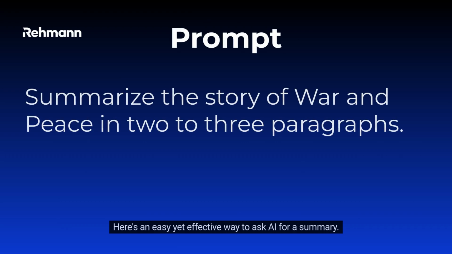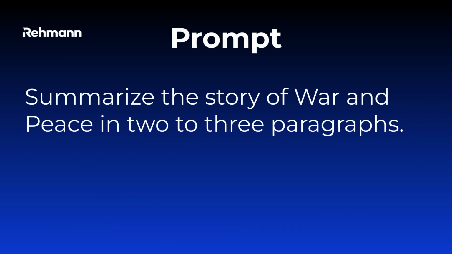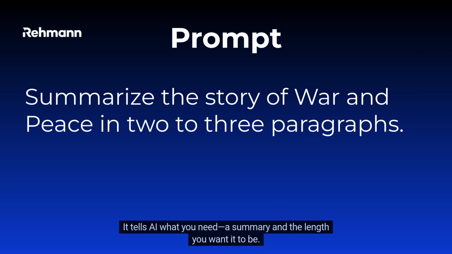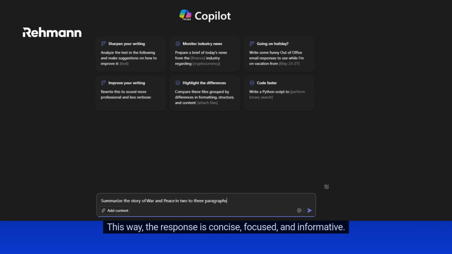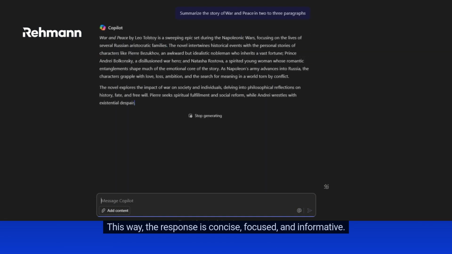Here's an easy yet effective way to ask AI for a summary. Summarize the story of War and Peace in 2 to 3 paragraphs. This prompt is clear and specific. It tells AI what you need, a summary, and the length you want it to be. This way, the response is concise, focused, and informative.